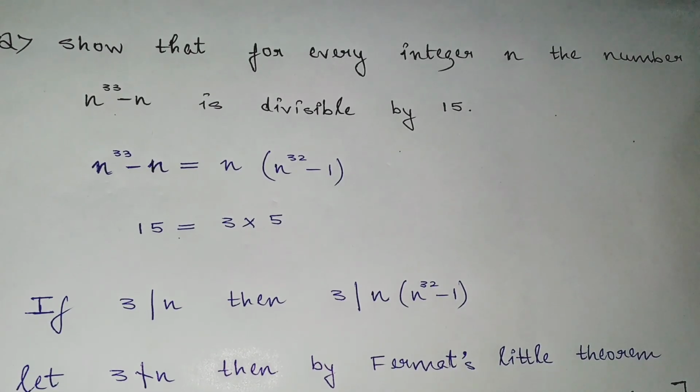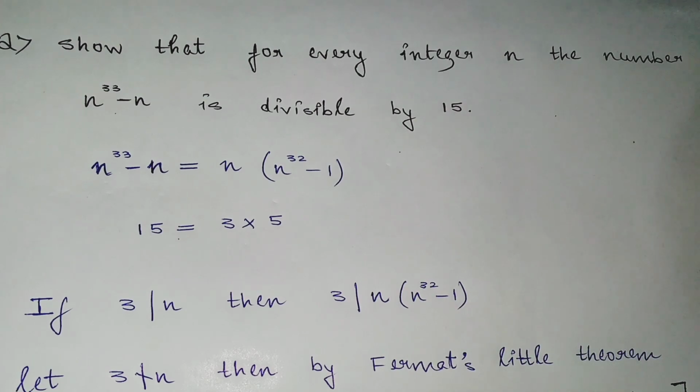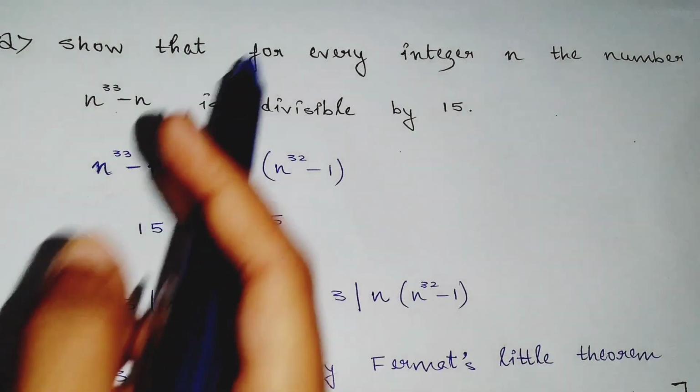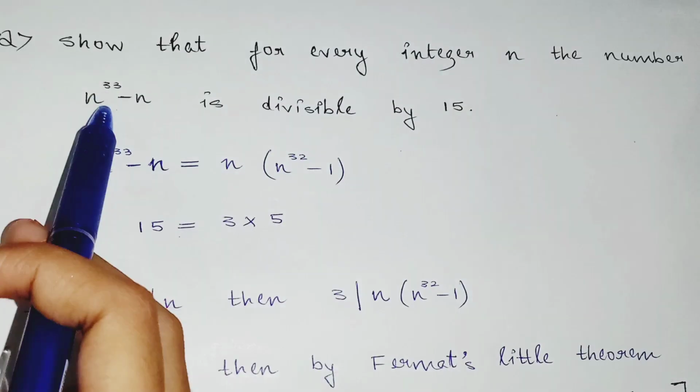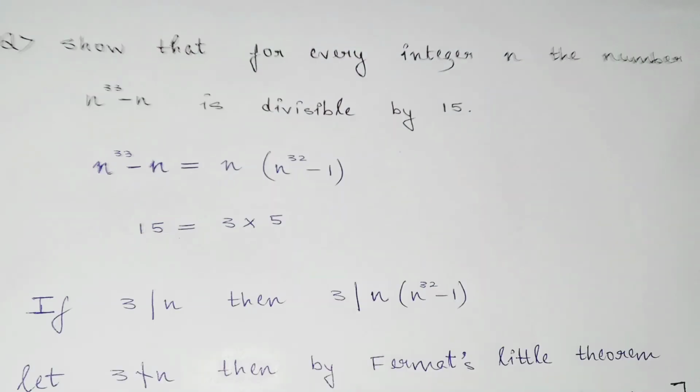Welcome all. Today I am going to solve a problem from abstract algebra. The problem is: show that for every integer n, the number n raised to 33 minus n is divisible by 15. Here we want to prove that for every integer n, this number is divisible by the number 15.